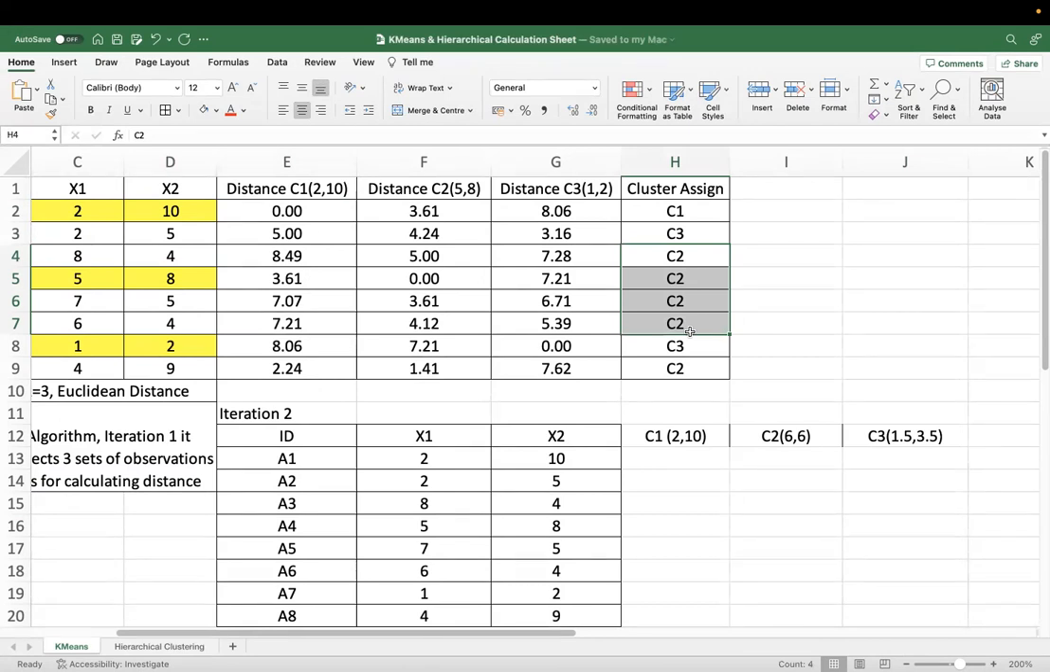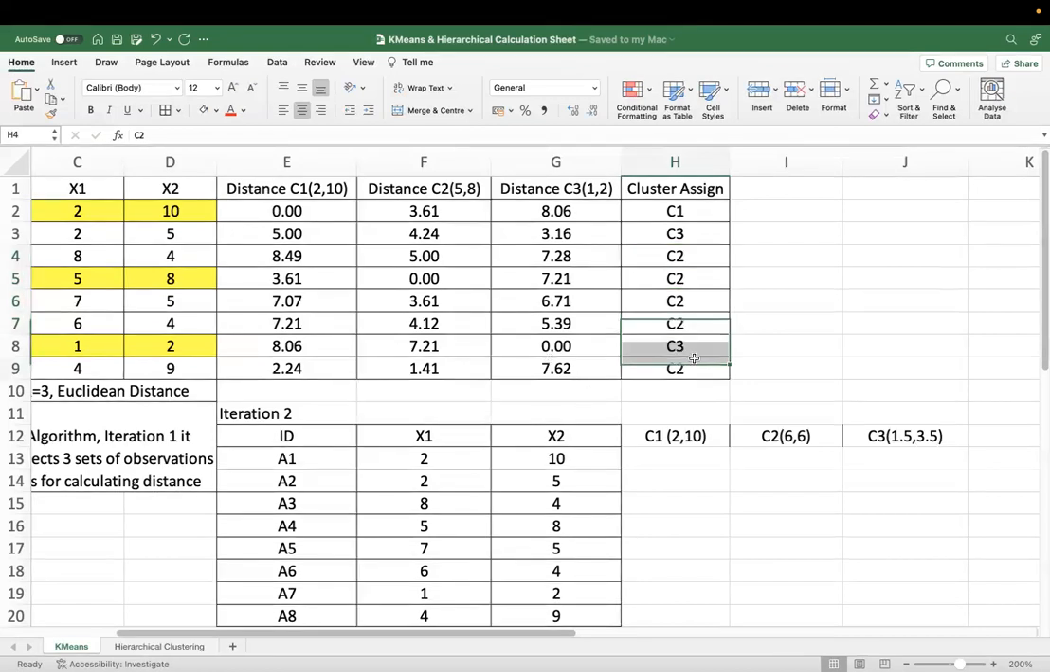Initial centroids were random. Now we have calculated centroids based on the cluster allocation. In the prior instance, they were randomly selected. The first ones are randomly picked by the algorithm. In the second iteration, we calculate the centroids based on the cluster assignment. Now we got the new centroids as 2, 10, 6, 6 and 1.5, comma 3.5.